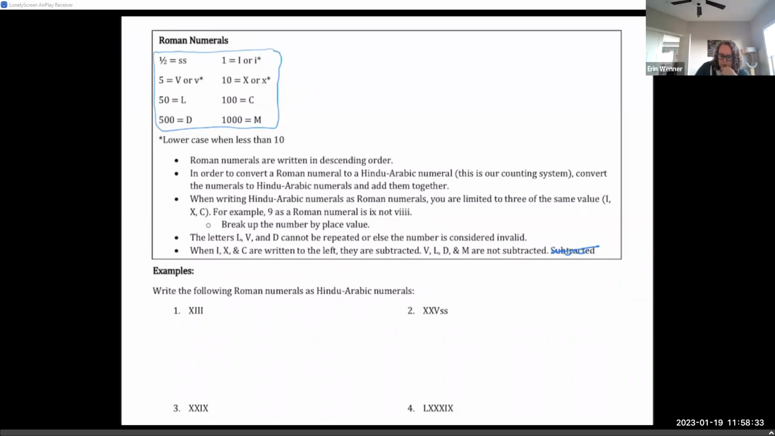So if we take number 2 and we break it up, we know that X equals 10, V equals 5, and the SS equals 0.5. So the fact that we have XX, that gives us 20, V is 5, and then SS is 0.5. Because there aren't any Roman numerals that are to the left of something that's larger than them, we can just add all of this together, giving us 25.5.